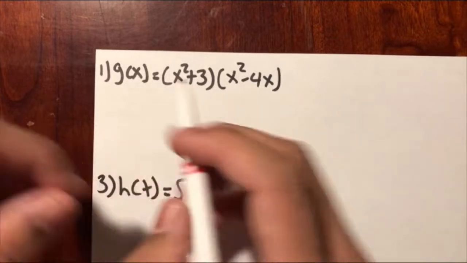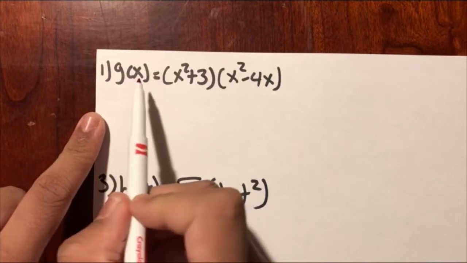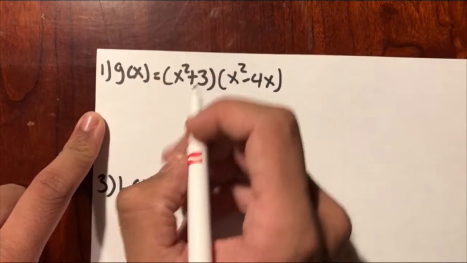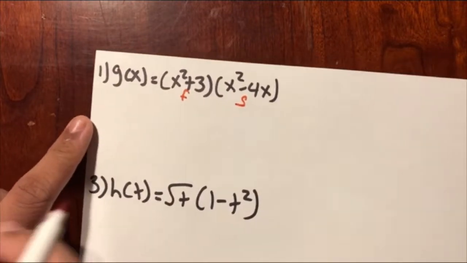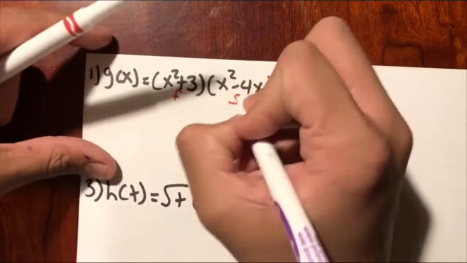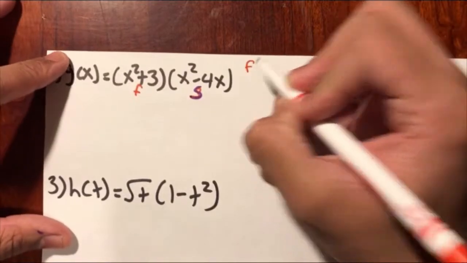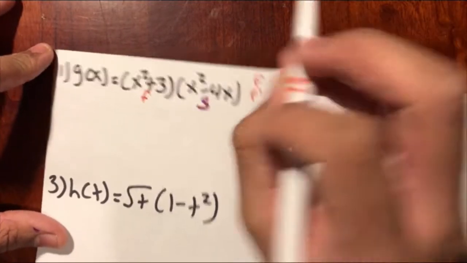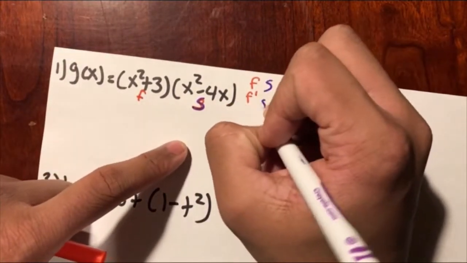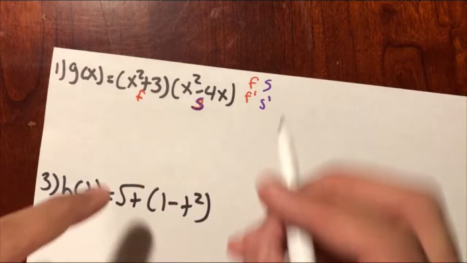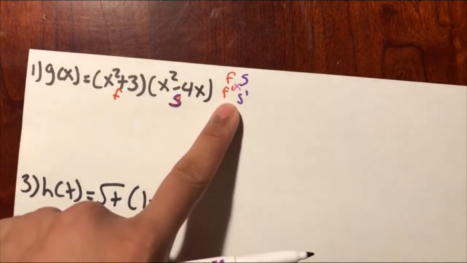So even though this is g of x, I'm gonna call this f, and then this can be s, right? F, and then this would be s, purple. So I have f times f prime. So as I said, listing this is much easier. I recommend it. So that, and then I would cross multiply and add those two things. Correct, that's what we would do.